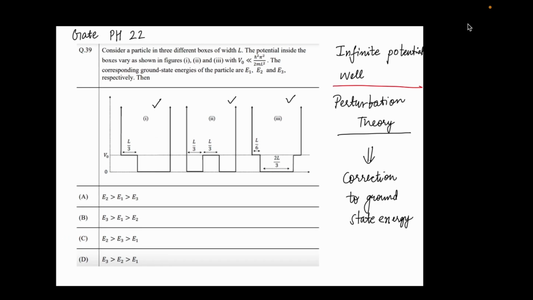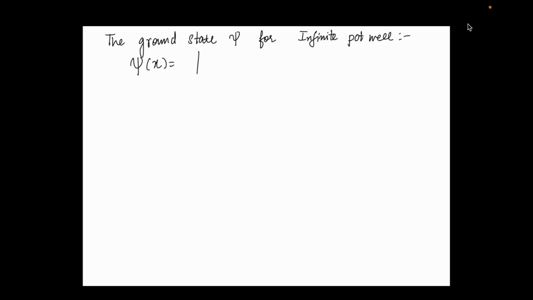So before we start, let's write the general eigenstate, the ground state wave function for the infinite potential. That is just square root of 2 by L times sine of pi x by L.